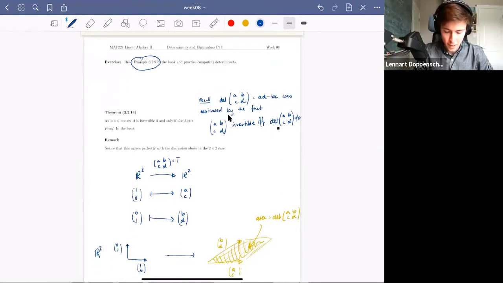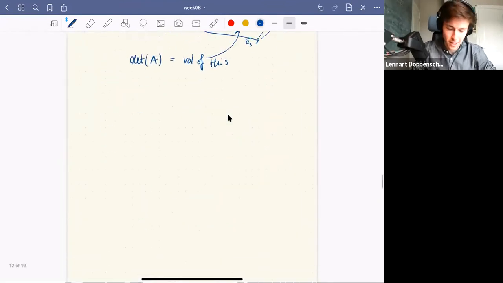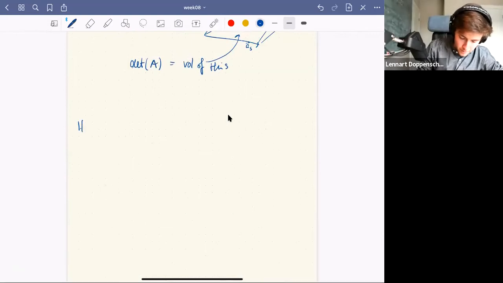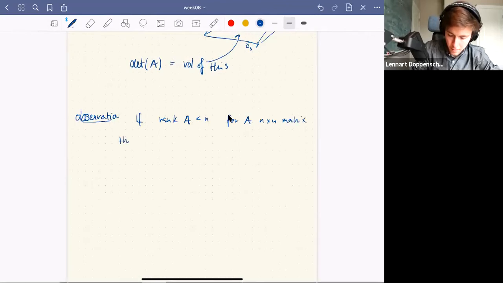This is maybe just a note. I shouldn't get sidetracked, but just an observation, something interesting: if the rank of A is less than n, for A an n by n matrix, then A is not invertible.